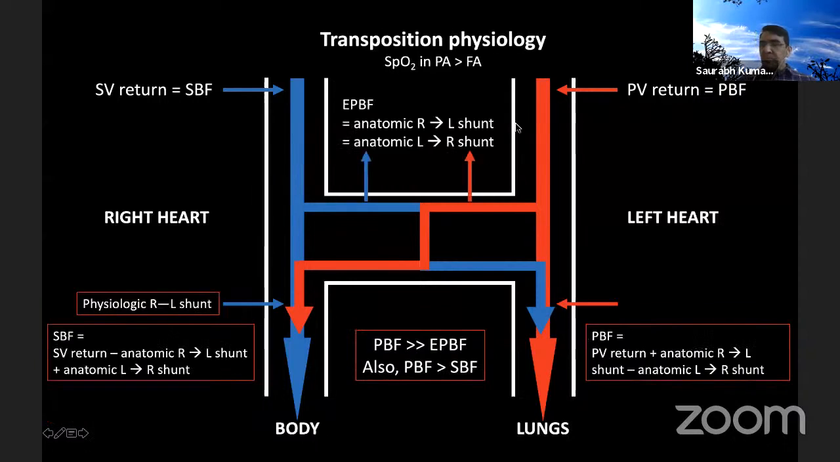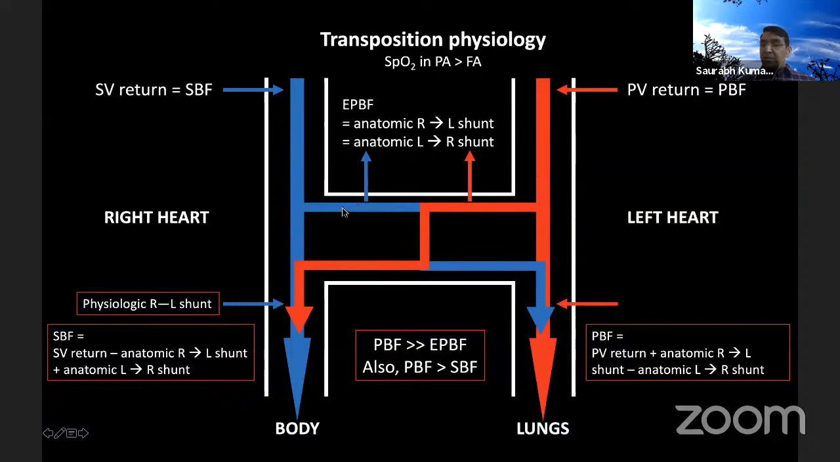Now, coming to transposition physiology, here this is the worst form of cyanotic congenital heart disease. Here, the blood which is coming from systemic veins and was destined to reach the lungs for oxygenation is actually reaching the body. So there is 100% right to left shunt, and in absence of any communication within the heart, the effective pulmonary blood flow is 0, and that is incompatible with life.